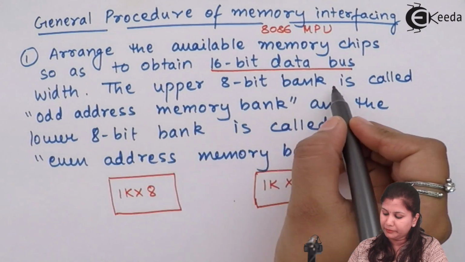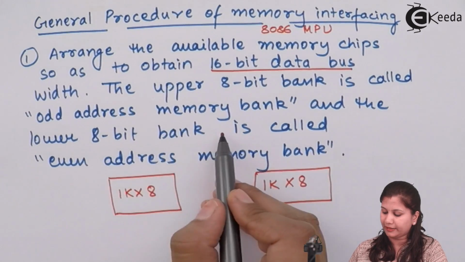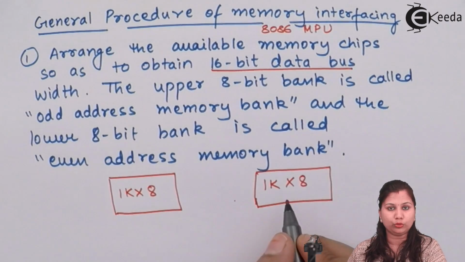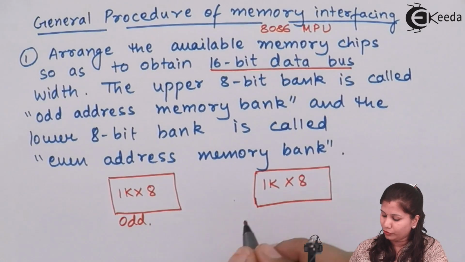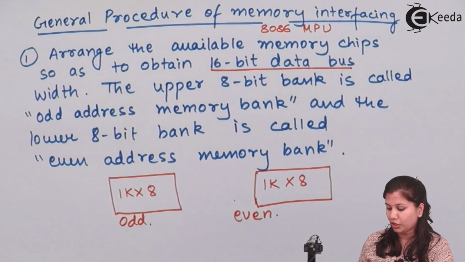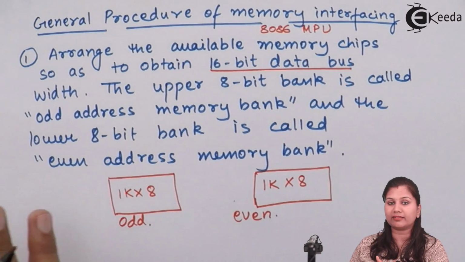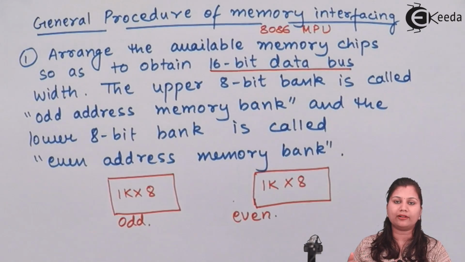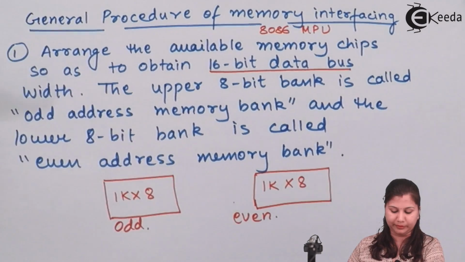The upper 8-bit bank will be called the odd address memory bank, and the lower 8-bit bank will be called the even address memory bank. So here we have two banks: the upper will be called the odd address memory bank, and the lower one will be called the even address memory bank. In this way we arrange the available memory chips so that we can get the complete 16-bit data width. That will be the first step.